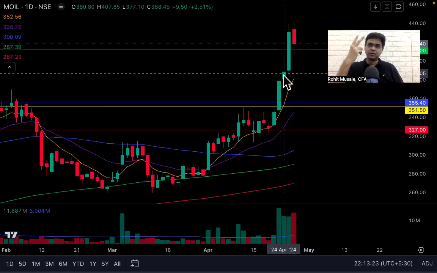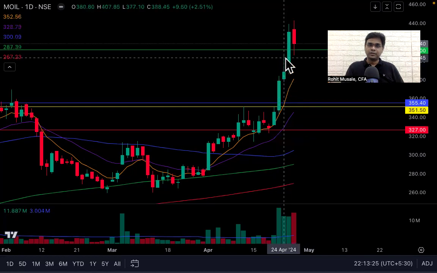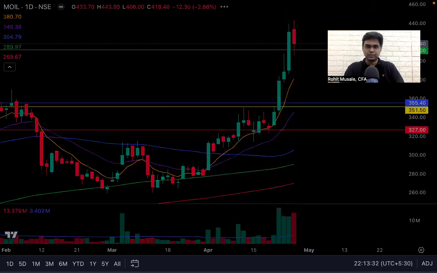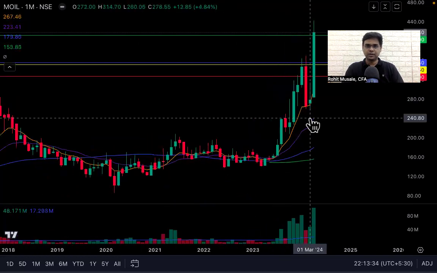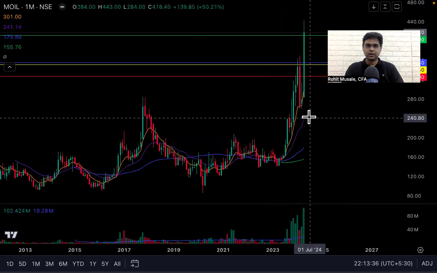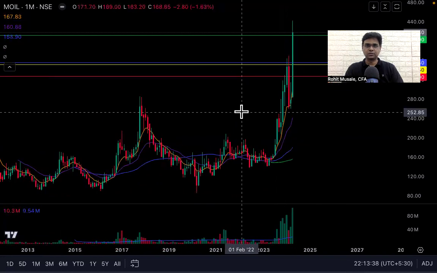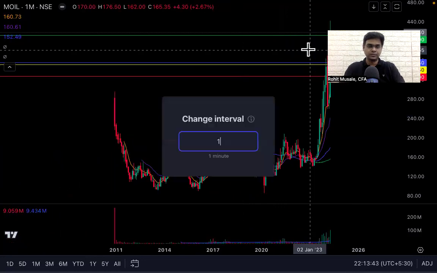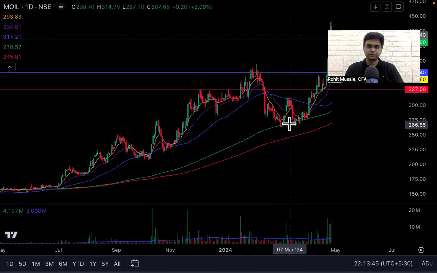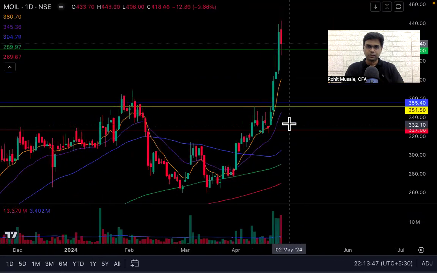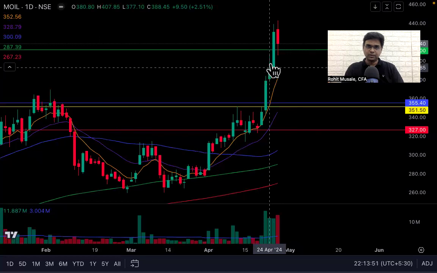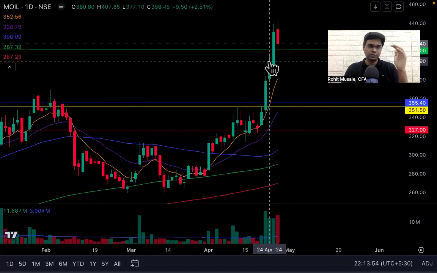This is number one. Number two, this is an all-time high price for the stock. If I go to the monthly chart, see, this is the all-time high price. Okay. Never before has the stock touched this price. So it's an all-time high price. Let me come back to the daily. So on this day, never before has the stock touched this price.